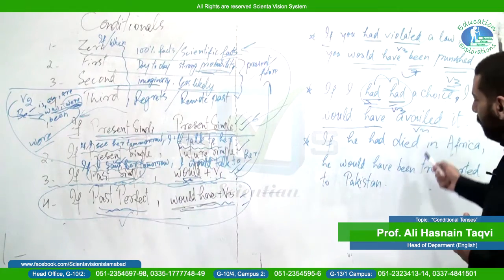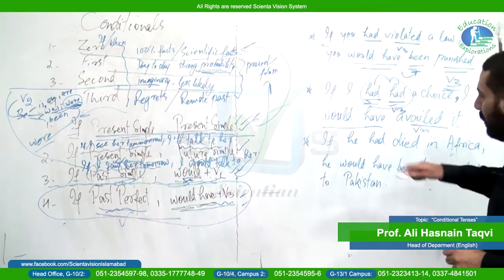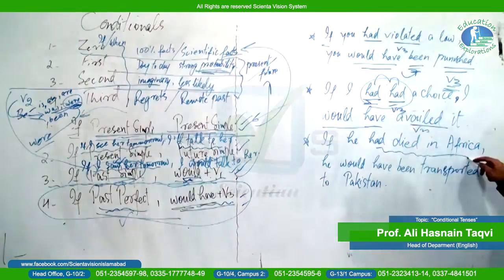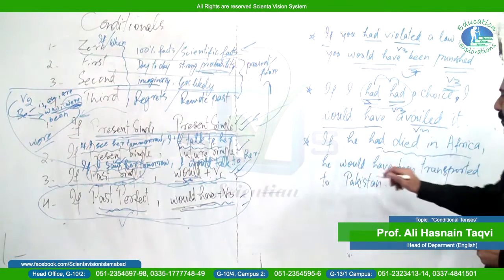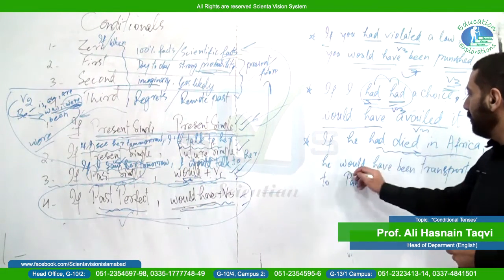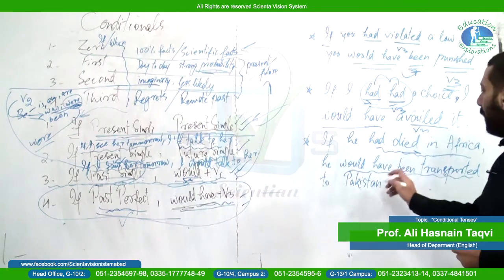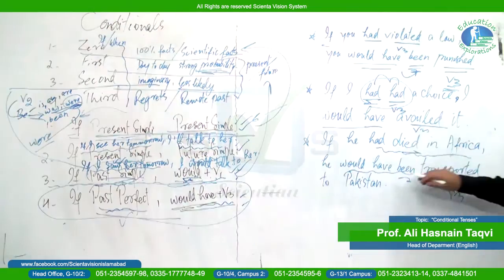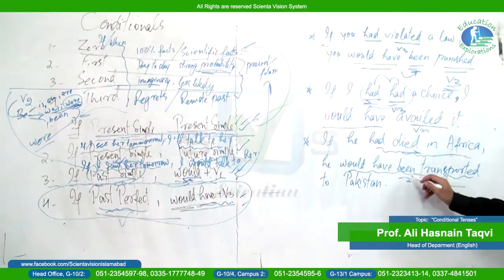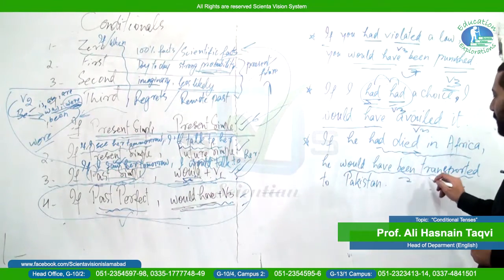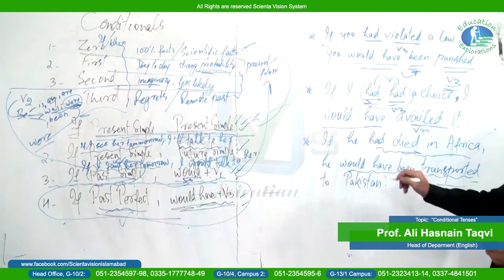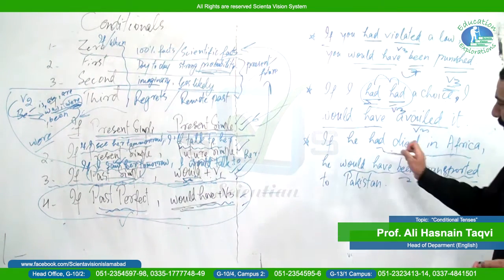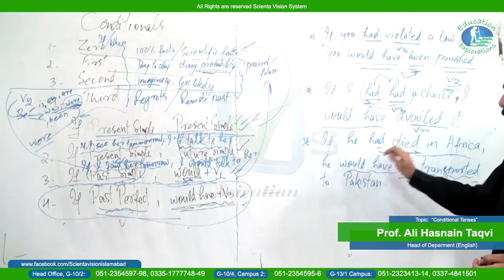This structure again is implied here. If he had died in Africa, he did not die there. If he had died there, he would have been transported. Again, this been comes and then V3, which means passive voice, like would have been transported to Pakistan. If he had died, he would have been.